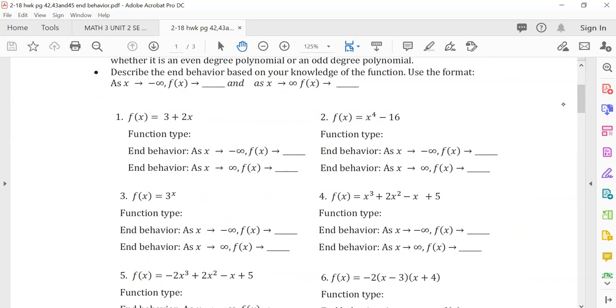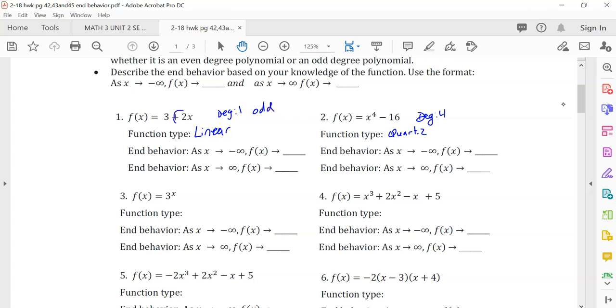So the function type, this is linear because it's a degree 1. This is degree 1. Here, this is degree 4. I think this is the highest we go, but this is called a quartic. I'll do that one for you. All right, and then end behavior. So degree 1, it's odd, so the arrows point in opposite directions.